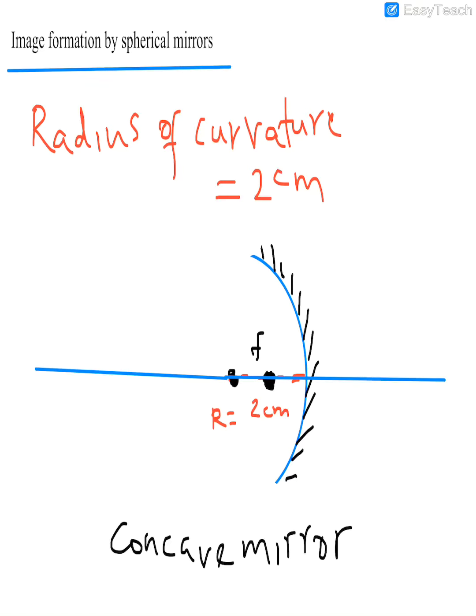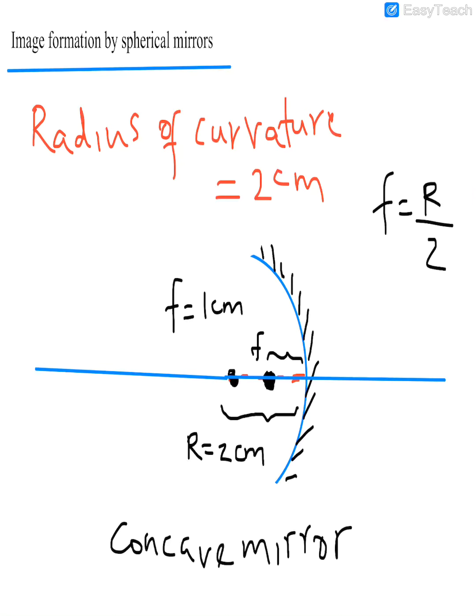This is how you can construct your mirror. Here you can note down all those things. Your radius of curvature is 2 centimeter, so you can note it. This is the radius of curvature, its value is 2 centimeter. This is the focal length, its value f is equal to 1 centimeter, because f is equal to r by 2. Since r is equal to 2 centimeter, f will be equal to 1 centimeter.